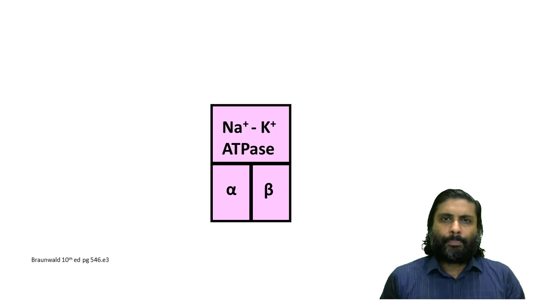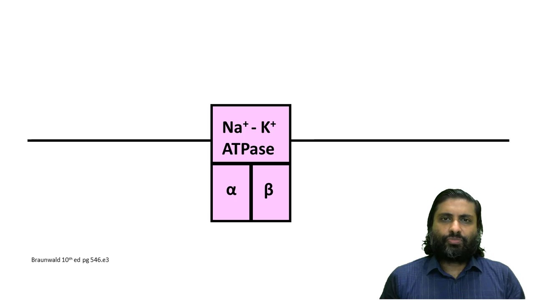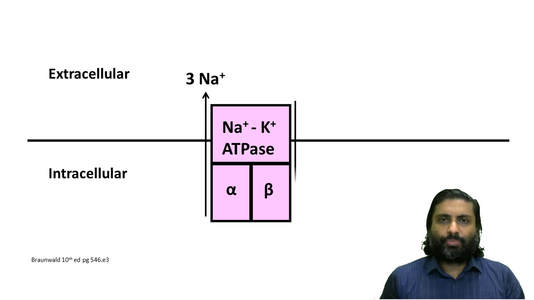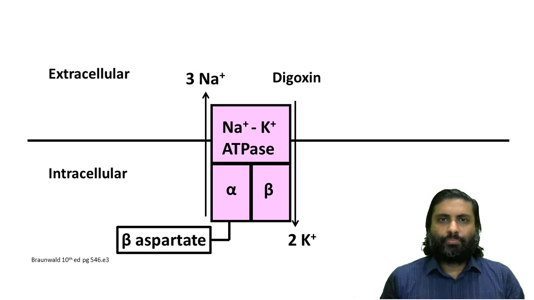Secondly, we did see the structure of the sodium-potassium ATPase pump in detail in the previous videos. We saw that it pumps 3 sodium ions out of the cell and 2 potassium ions into the cell. We discussed that the alpha subunit of the sodium-potassium ATPase pump is attached to a beta-aspartate moiety. We also discussed that digoxin binds to the extracellular component of the sodium-potassium ATPase pump.